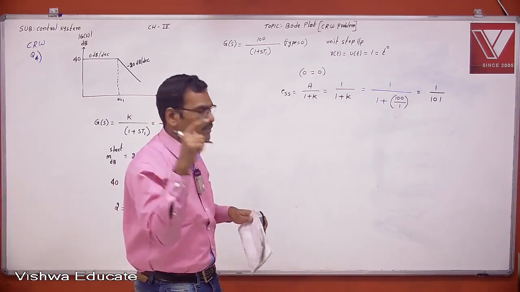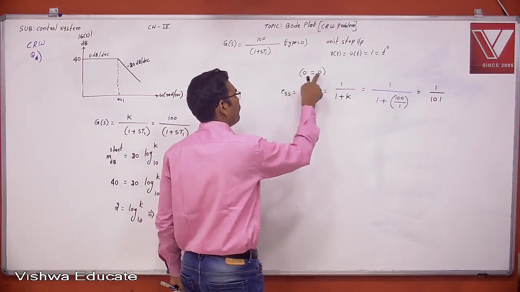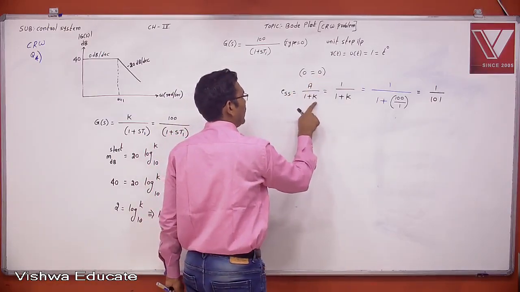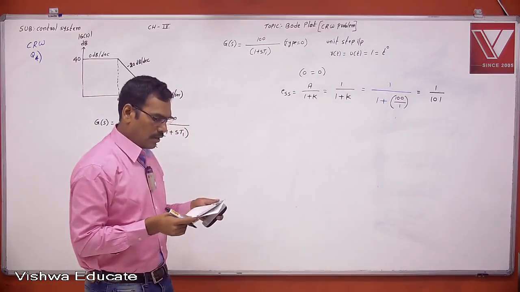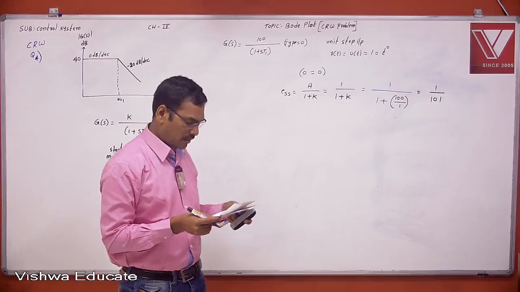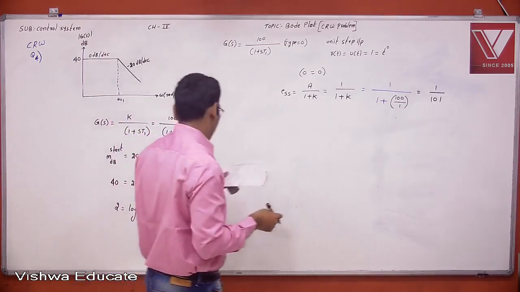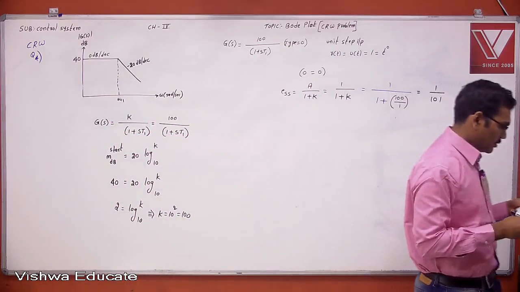That is wrong. This is a special case when type 0, power 0: it is A by 1 plus K. Therefore 1 plus 100, 101, is option C. And option D is 1 by 100, that is the wrong option. Now this is question number 4 in our classroom workbook handout.